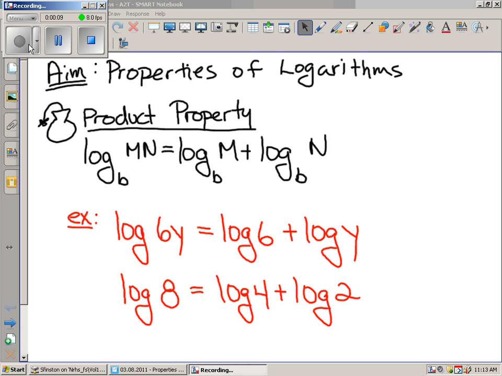Anyways, so today we're learning about properties. We've got 3 properties to try and learn, and then we're going to practice. That's all we're going to do. The first property is the product property. What's the word product mean?